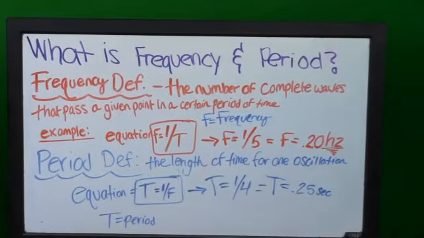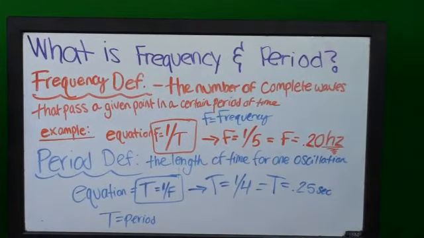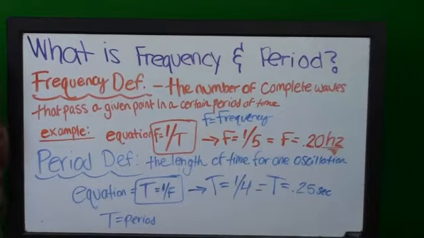Period is the length of time for one oscillation. The equation is T equals 1 divided by F. T stands for period and F stands for frequency. In an example, if you have a frequency of 4, you do 1 divided by 4, which equals 0.25 seconds. The unit for period is seconds.